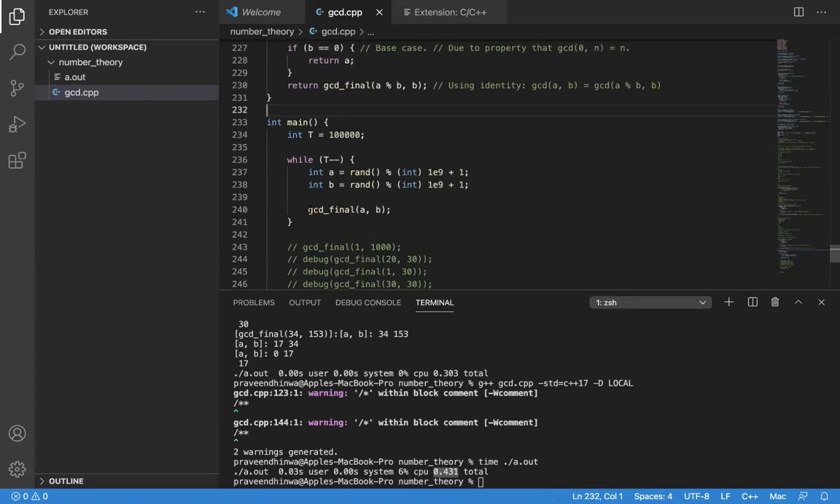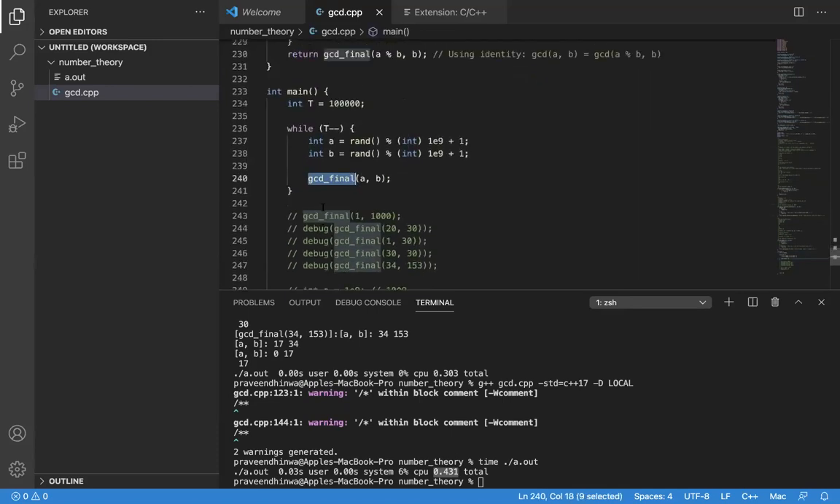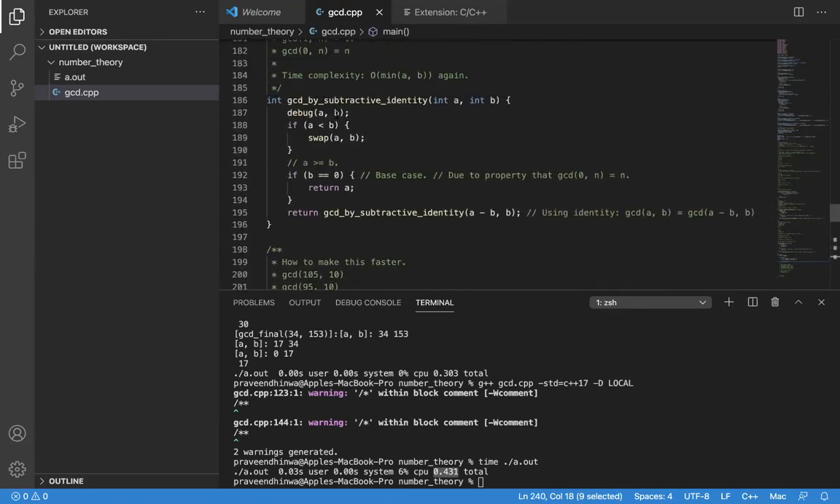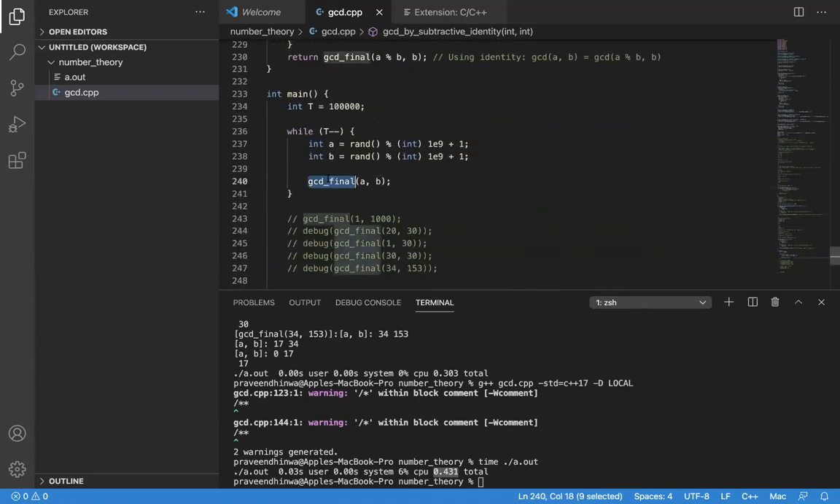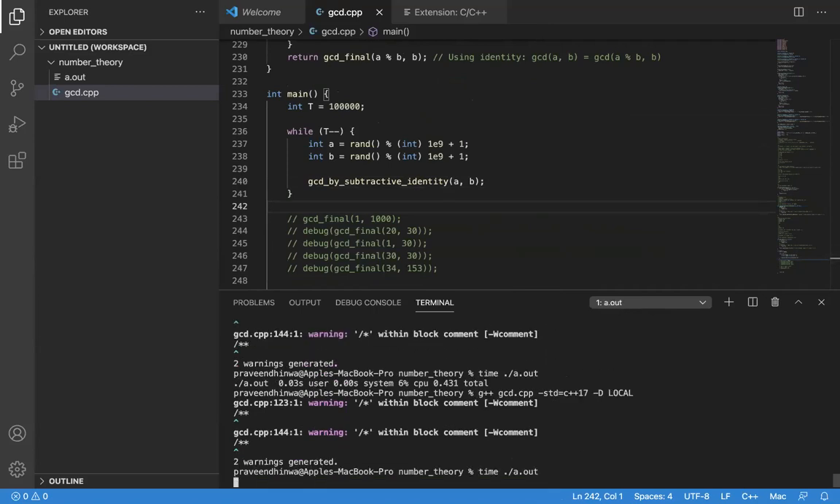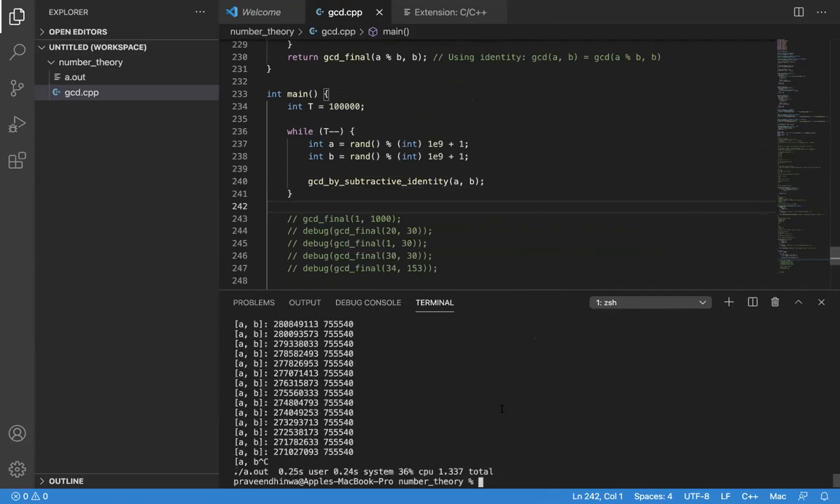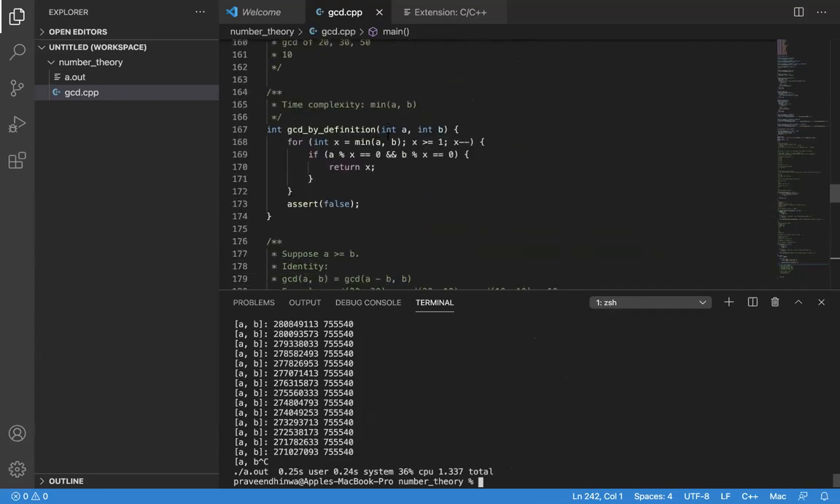And if, instead of GCD final, I try any other GCD, let's say GCD by subtractive identity, you can see that it will take a considerably large amount of time. Sorry, it is first printing. So let's remove all the debug statements.